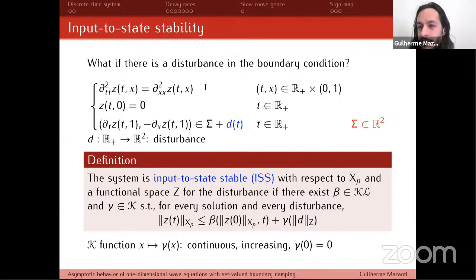I'm not sure if it's going to work. So maybe for some particular disturbance it might work, but I think the disturbance must be really particular in order not to break down all the structure that we use to make this kind of result. So for us, essentially what we can do is disturbance on the boundary.